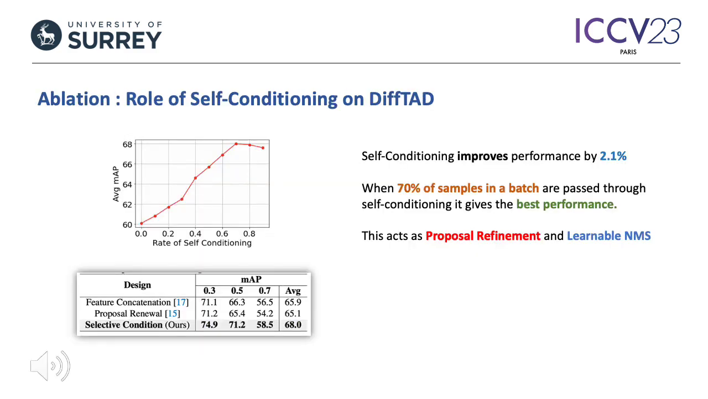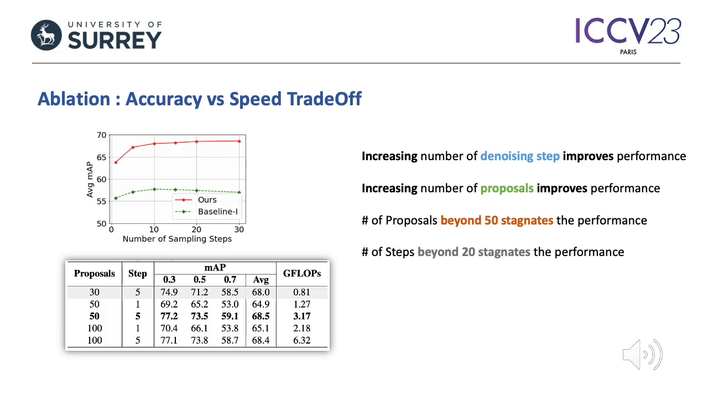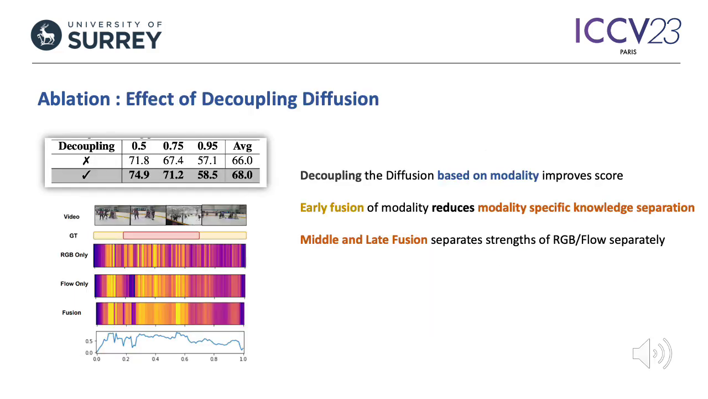Now coming to ablation, we first evaluate the role of self-conditioning on the DiffTAD performance. We observe that it is a vital addition to our model design, as shown in the table. We also observe that if we pass 70% of the proposals into self-conditioning, it gives us the best performance. Increasing the number of proposals and denoising steps indeed helps our model obtain better performance, but it is interesting to note that it stagnates after 50 proposals and 20 denoising steps, justifying the effectiveness of our denoiser model design. We also evaluate the importance of decoupled diffusion. As seen from the diagram, the RGB and flow diffusion branches capture complementary proposal representations, and when combined give us the best performance by a large margin over early fusion.